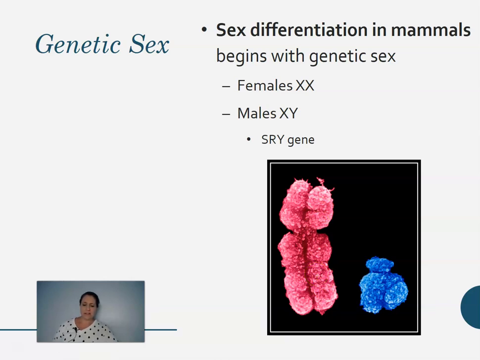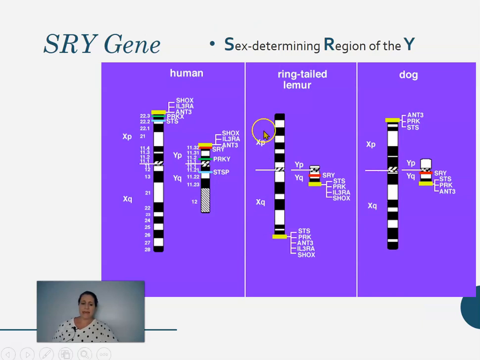So clear differences between the two chromosomes and the information that's going to be found on those chromosomes. Here I put up for you an abbreviated genetic map of the human X and Y chromosome. And we also can compare that to other mammals. So by chance, we're looking here at a ring-tailed lemur and a dog, who also have the XY sex determining system like other mammals do.